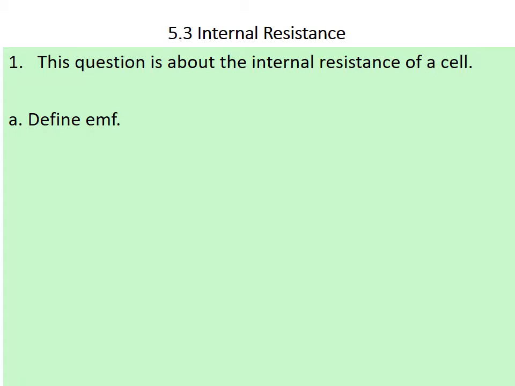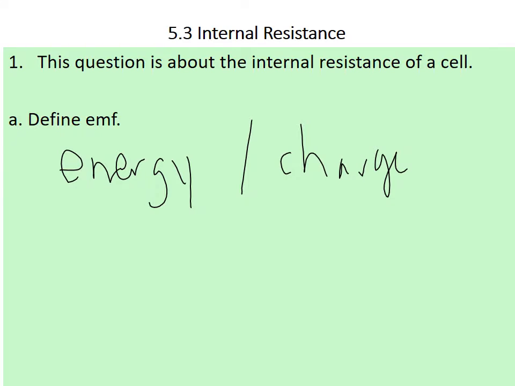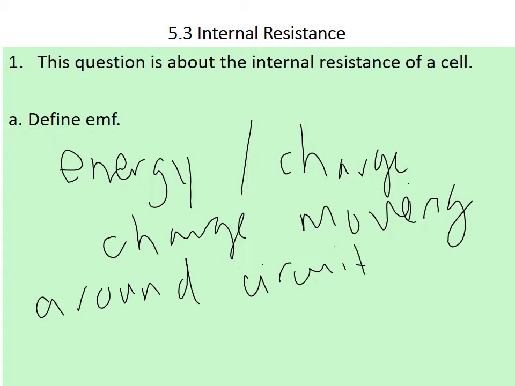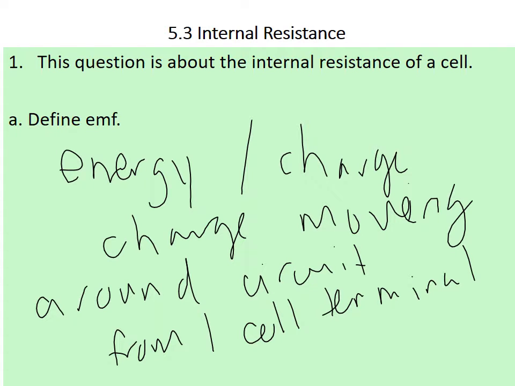Okay, first question. This is about internal resistance of a cell. Define EMF. Make sure you use words like energy per charge. IB has had so many questions over the years on defining EMF, energy per charge, and include things like charges moving around the cell, moving around a circuit, from one terminal to the other. So put this into nice, like 1 or 2 sentences.